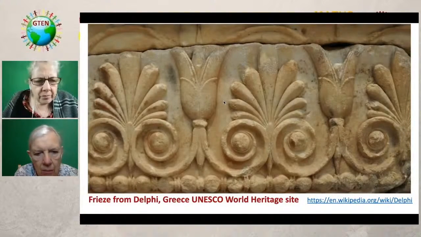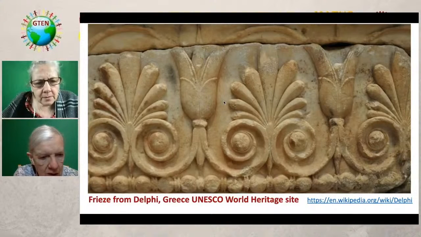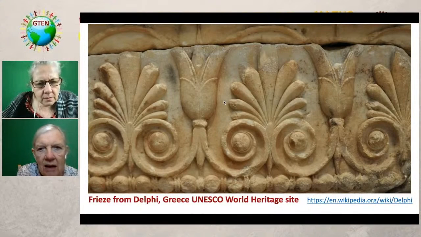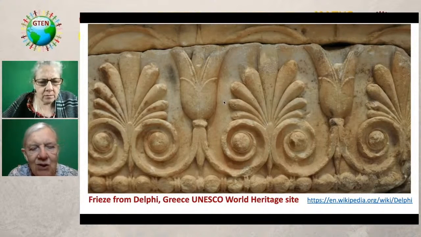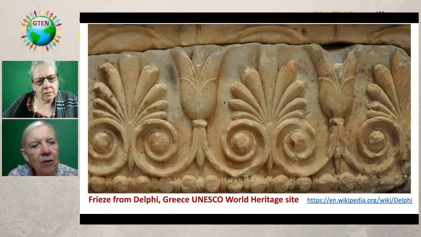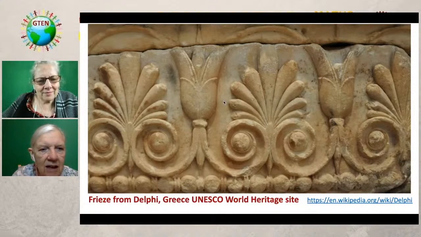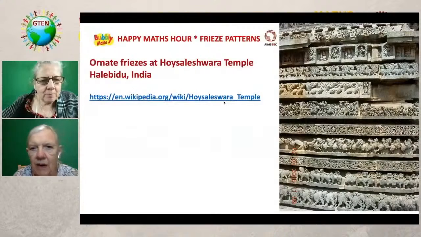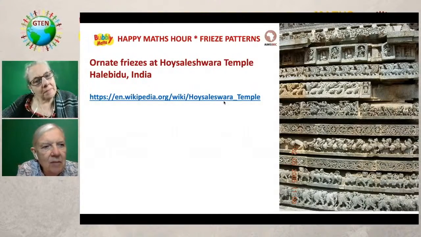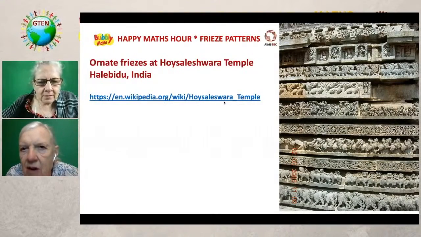Now, here's a close-up of a frieze pattern. This is from Delphi in Greece, which is a wonderful, beautiful place up in the mountains with exquisite views from different temples and buildings. I'm sure that's why they chose the location. And here's a little tiny bit of Delphi in a frieze. So we've had the ancient Romans, the ancient Greeks. What's coming next? Oh, well, this is India. I haven't got a date for this, but it's very old.